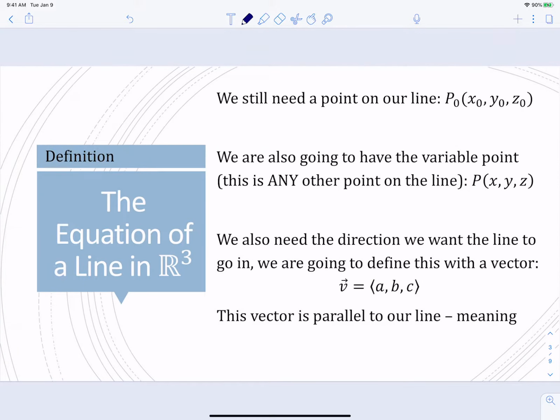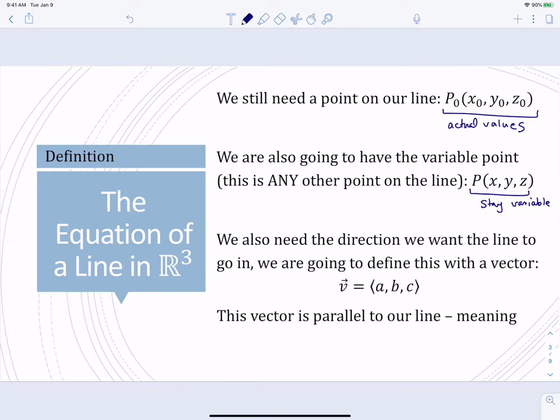Okay. So for the equation of a line in R3, we're going to need the same things that we need in R2. R3 is just 3 dimensions. So we still need a specific point on our line. These are going to be actual values here. So this is going to be a point. And then we're also going to need some sort of variable point, and this is going to be any other point on our line, and this is going to stay variables. So this is like that second point we had on our line in 2 space. It's going to stay as x, y, and z.